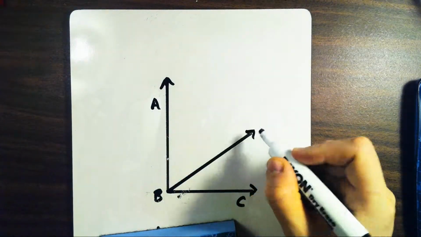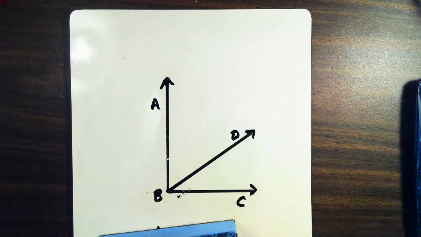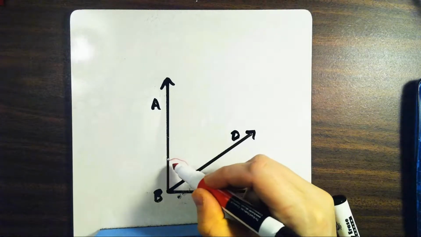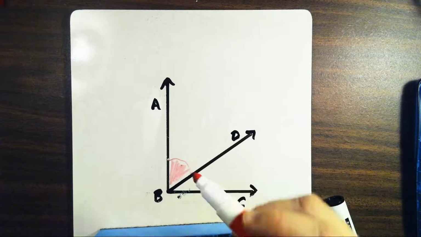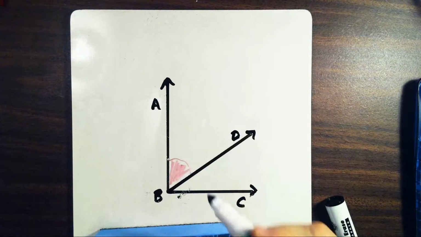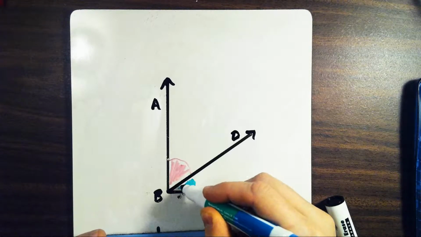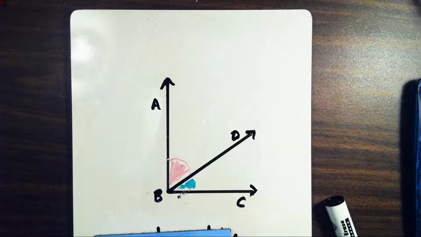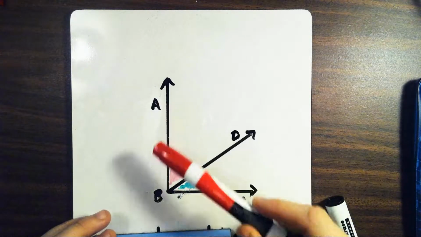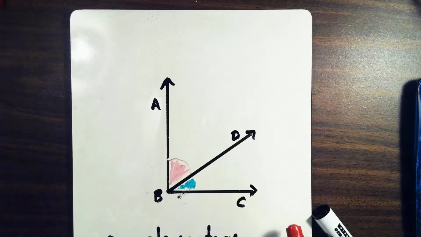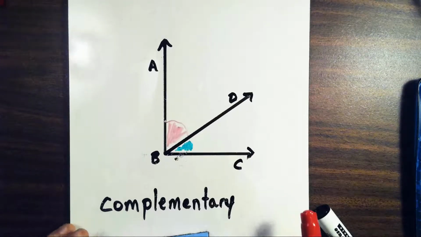by forming another ray right here, and let's call this point D right there on my ray, I now have an angle up here, and I have an angle down here that combine to equal my 90 degree angle. I basically split my 90 degree angle into two parts. Those two angles, angle ABD and angle DBC, are said to be complementary angles.